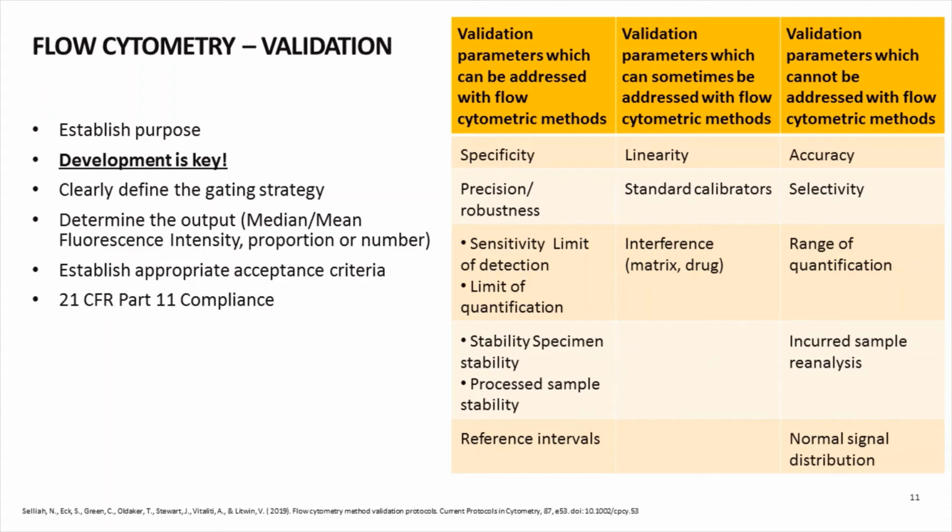Due to the complexity of flow cytometry and the lack of qualified reference materials, not every validation parameter can be assessed with flow cytometry methods. The format of the assay will determine what parameters you can assess. Assay specificity, sensitivity, precision, stability, and reference ranges can normally be validated for flow cytometry methods. Linearity, standard calibration, and interference can sometimes be validated, but accuracy, selectivity, range of quantification, incurred sample reanalysis, and normal signal distribution can often not be evaluated for flow.